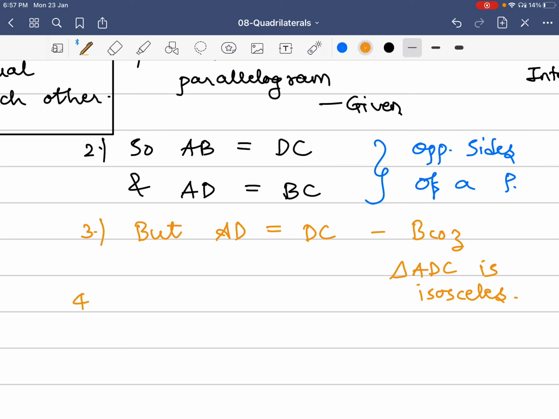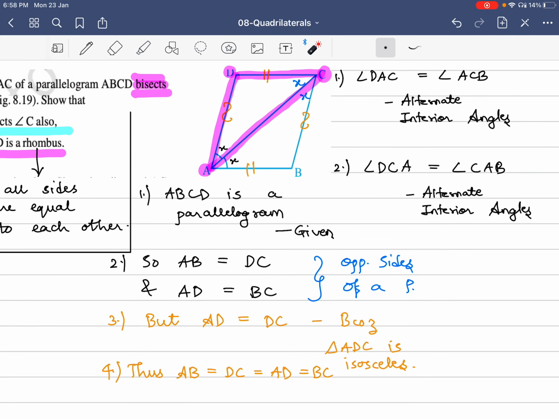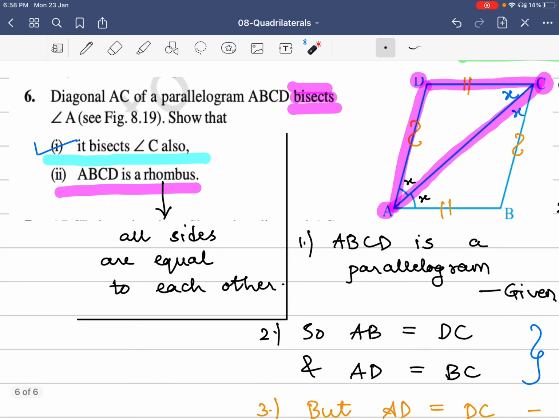Thus AB will be equal to DC, will be equal to AD, will be equal to BC, because AD is equal to DC. Now, all four sides of the parallelogram are equal to each other. Focus on this statement. We have got all four sides equal to each other in this parallelogram, and thus by definition this parallelogram will be a rhombus, which is what we noted down, that this is the definition of a rhombus. So thus we have also proven point number 2, that ABCD is a rhombus.